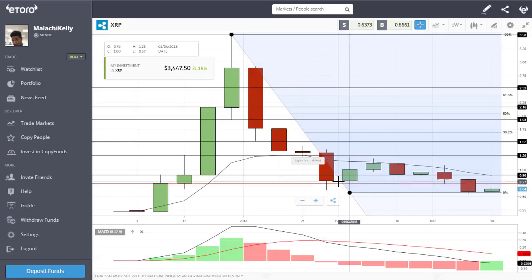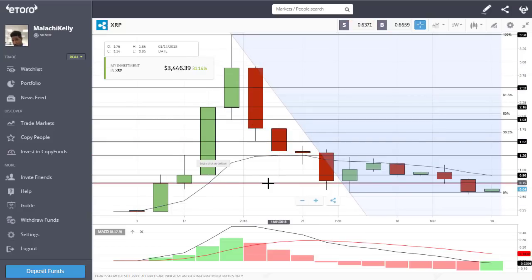That means that each candlestick represents 1 week of price action. On a green candle, this is where price opened for the week. This is where price closed for the week. This is where price went up to during that week, and this is where price went as low as in that week. And then a red candlestick is the reverse. So price opened here, closed here for the week, went down as far as here, went up as high as here.